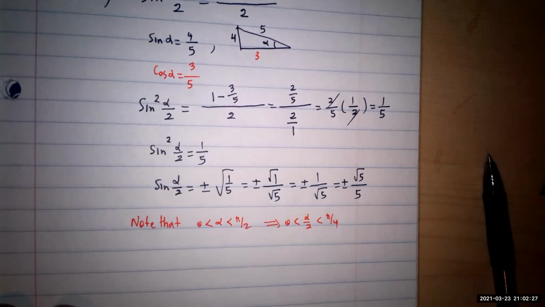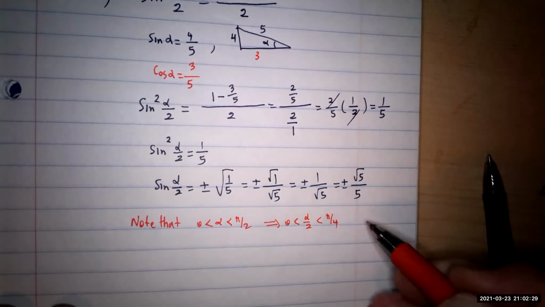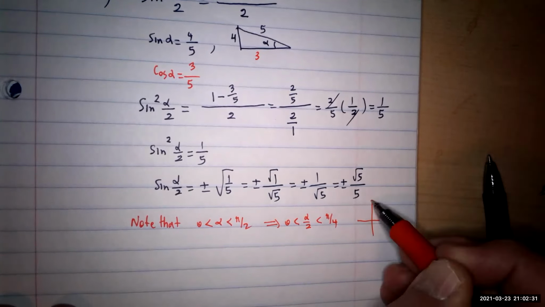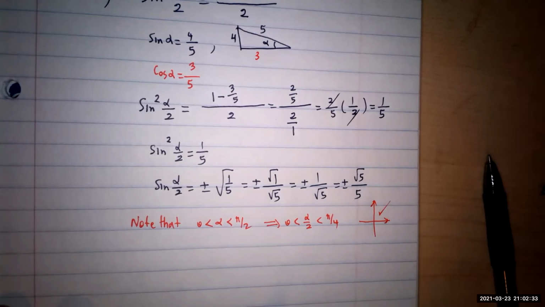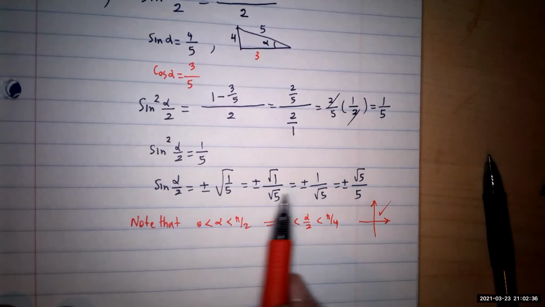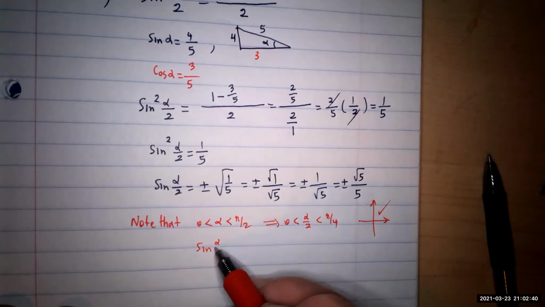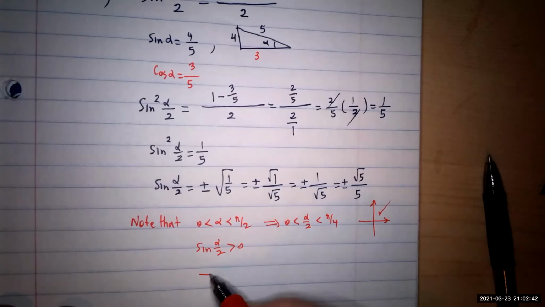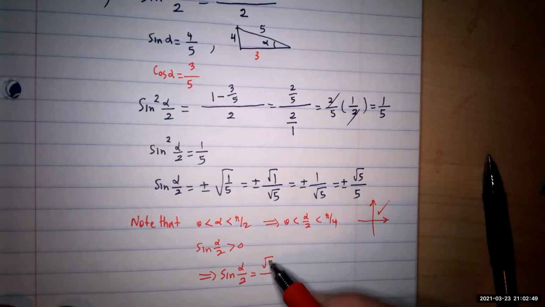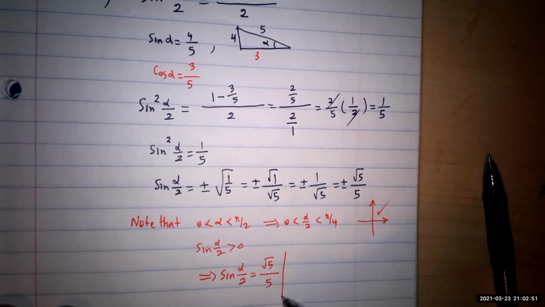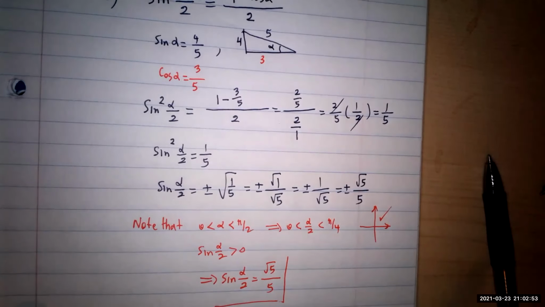So alpha half is between 0 and 45 degrees. So alpha half is in the first quadrant, and the sign is positive. Okay, so the sign of alpha half is positive. So the correct answer is positive radical 5 over 5. You have to check this one all the time because it's going to be a positive or negative one to get these numbers. Okay, any question?